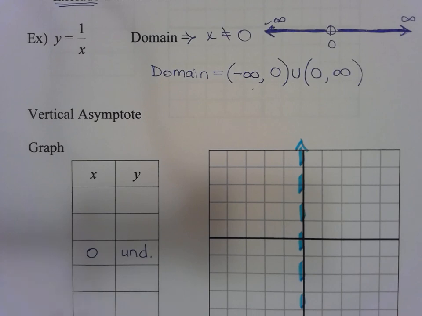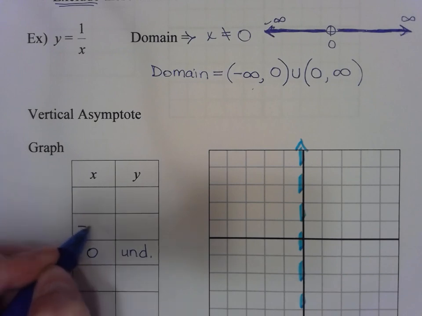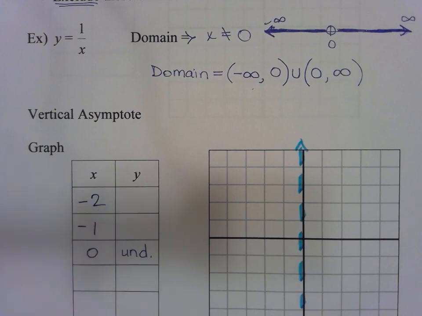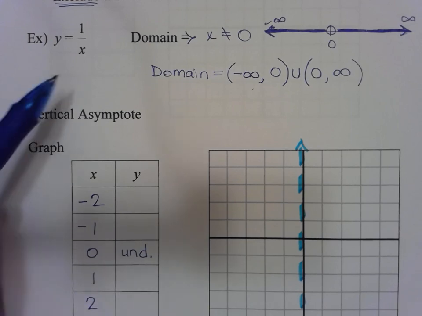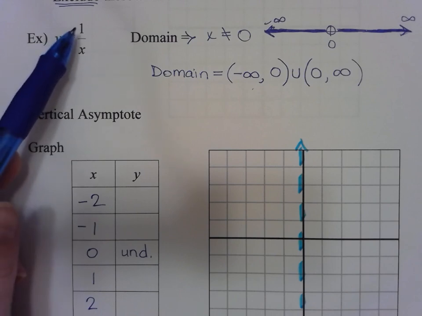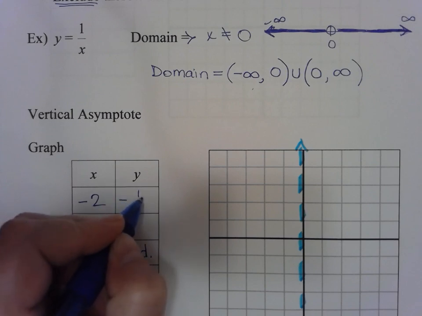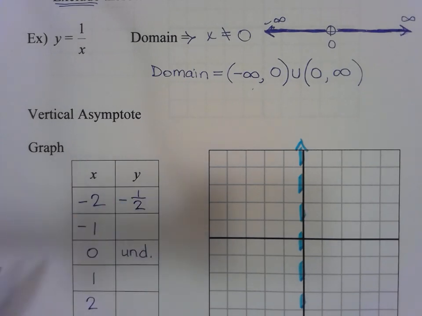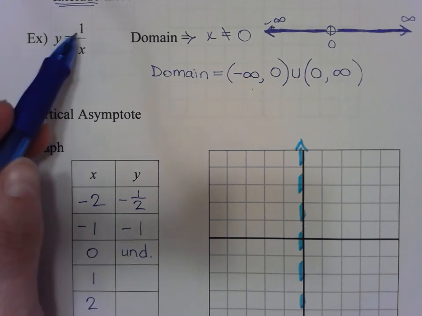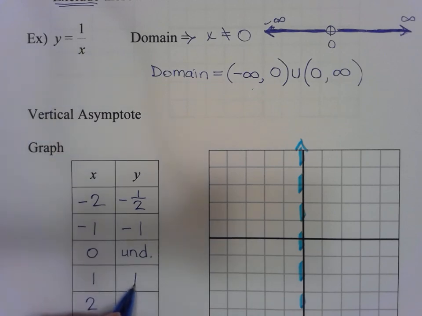Okay, since it's dividing the graph into two parts, I want to make sure I pick points on both sides of 0. So I'm going to pick a couple numbers smaller than 0, and a couple numbers larger than 0, and plug those into my function. So I'll have 1 over -2. That'll be -1/2 or -0.5 if you like that better. 1 over -1. 1 over 1. And then 1 over 2.